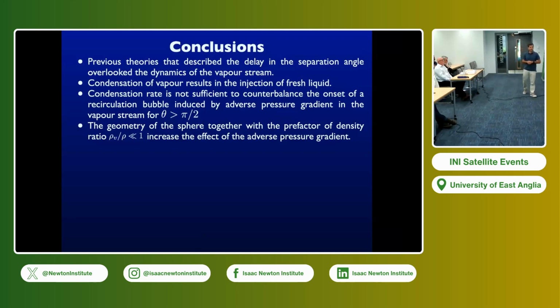The condensation of vapor is essential at some point and results in the injection of fresh liquid into the liquid stream, but it's not sufficient to counterbalance the onset of the recirculation bubble, which is controlled by the adverse pressure gradient. So, what I explained: the geometry of the sphere, together with the factor of density ratios, increases the effect of the adverse pressure gradient.